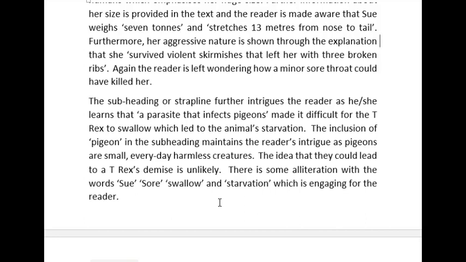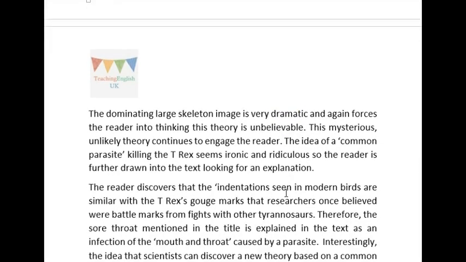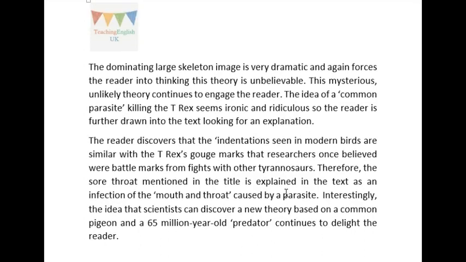There is some alliteration with the words Sue, saw, swallow and starvation, which is engaging for the reader. So what impact does this alliteration have? It engages the reader. The dominating skeleton image is very dramatic and again forces the reader into thinking this theory is unbelievable. As I said earlier on, you've got this huge head with very sharp teeth. How could it possibly die of something as minor as a sore throat? This mysterious, unlikely theory continues to engage the reader.